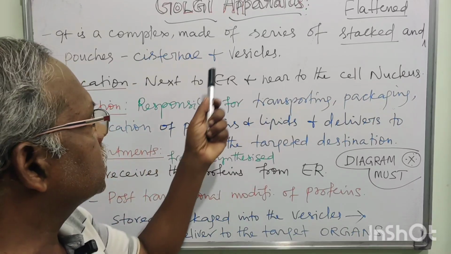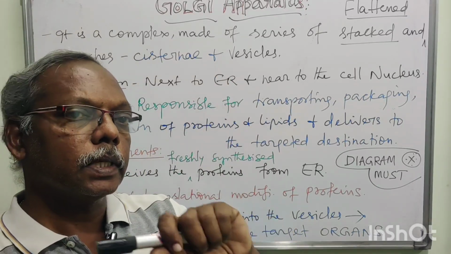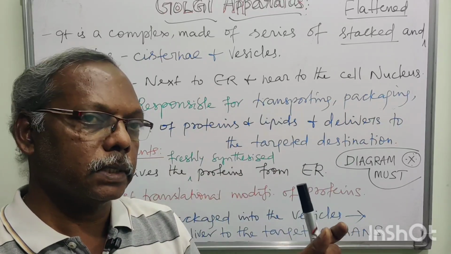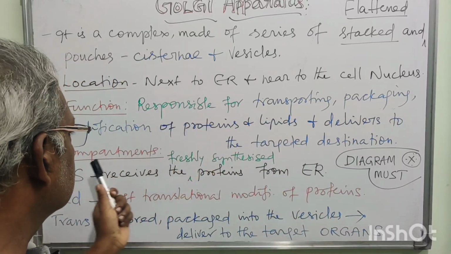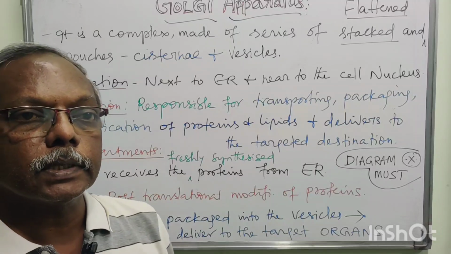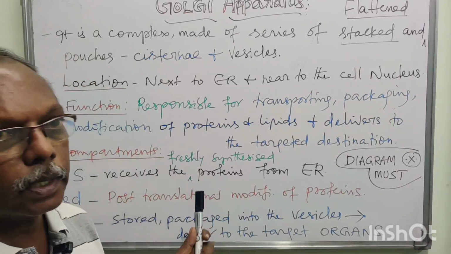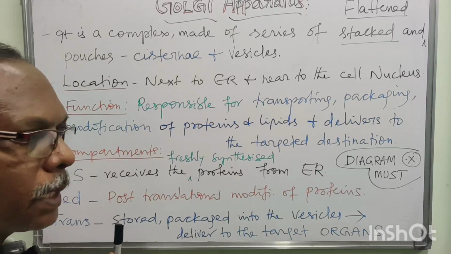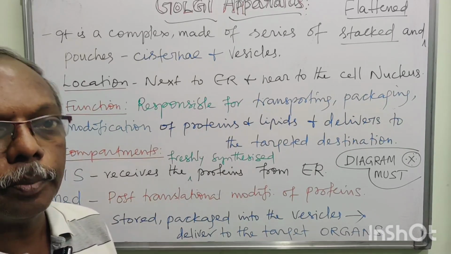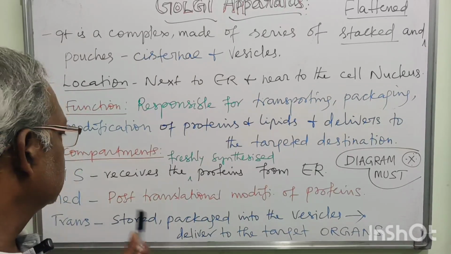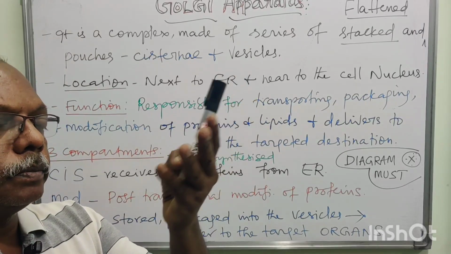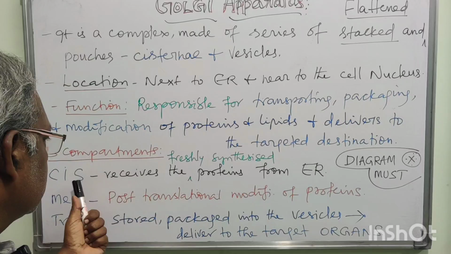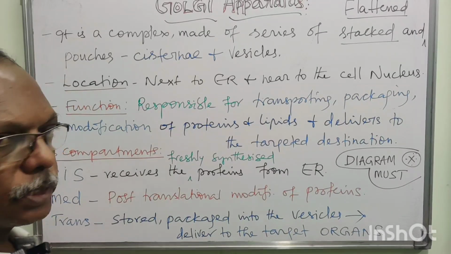Then the structure. Actually, in your question they may ask what the compartments are, or to describe the structure. For that the answer is, the Golgi apparatus has three compartments, right? One is the cis compartment, another is the medial compartment, third is the trans compartment. Cis form, trans form, you already read in carbohydrate chemistry like that only. So cis form, medial form, trans form.